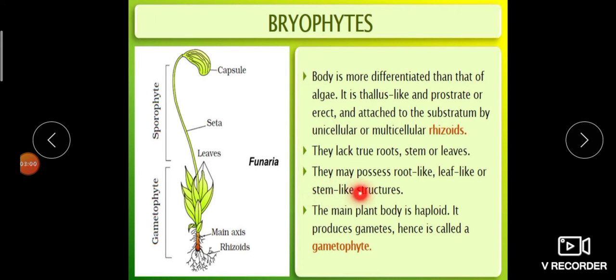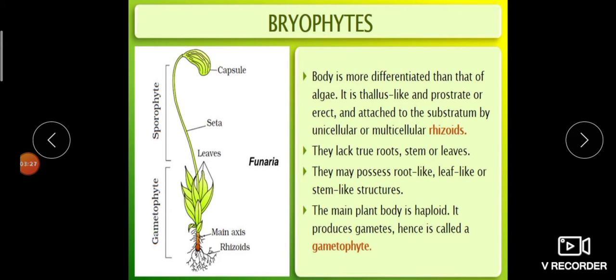They lack true roots, stem or leaves. They may possess root-like, leaf-like or stem-like structures. Here the rhizoids are root-like structures, the scaly leaves are leaf-like structures, and the setae are stem-like structures. The main plant body is haploid in condition.